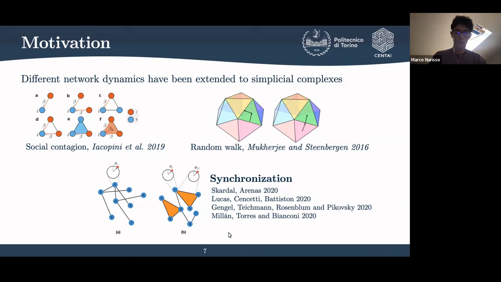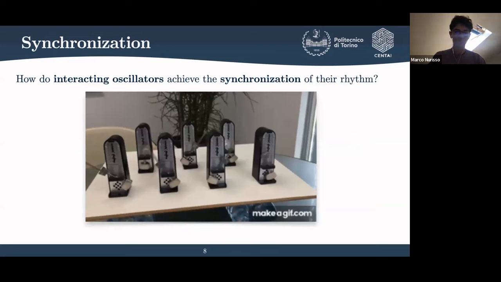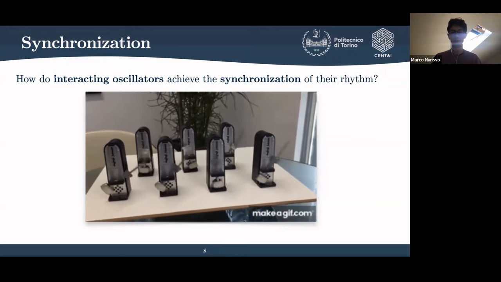But first, I'm going to tell you a little bit about synchronization. Synchronization is a phenomenon which you find in nature, which can be simply described by this GIF.